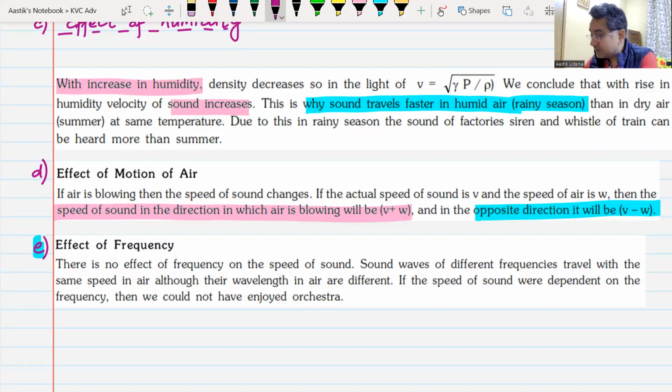Sometimes we have this notion that since V is equal to F lambda, if I increase the frequency, the speed of the sound increases. No. If I increase the frequency, wavelength decreases. Speed of the sound only depends on the medium. Speed of transverse wave or longitudinal wave only depends on the medium in which they are traveling. It does not depend on the frequency. Do we understand this? Yes or no?